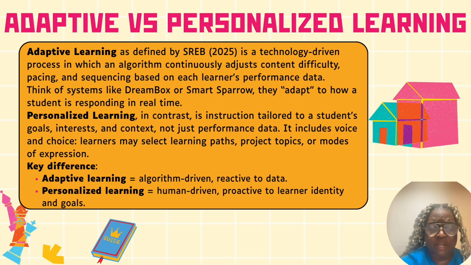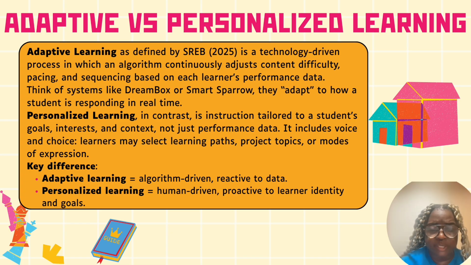Adaptive versus personalized learning. Adaptive learning is defined by SREB 2025 as a technology-driven process in which an algorithm continuously adjusts content difficulty, pacing, and sequencing based on each learner's performance data. Think of systems like DreamBox or Smart Sparrow. They adapt to how a student is responding in real time.